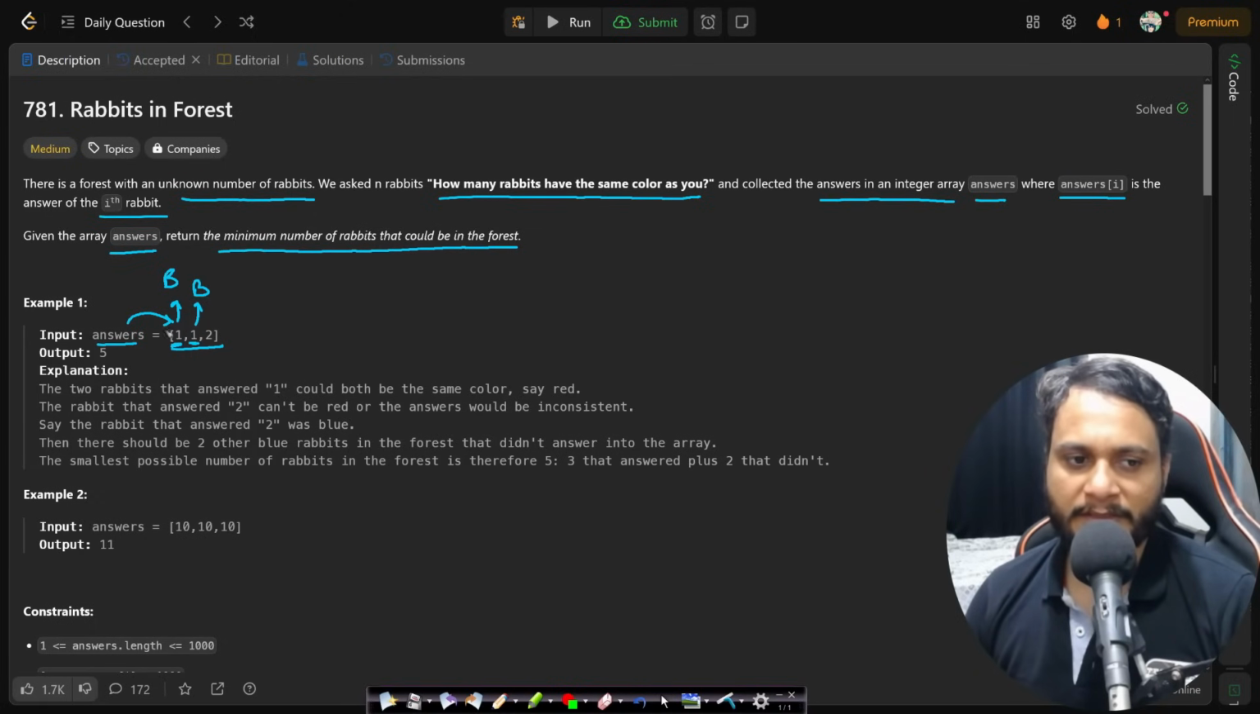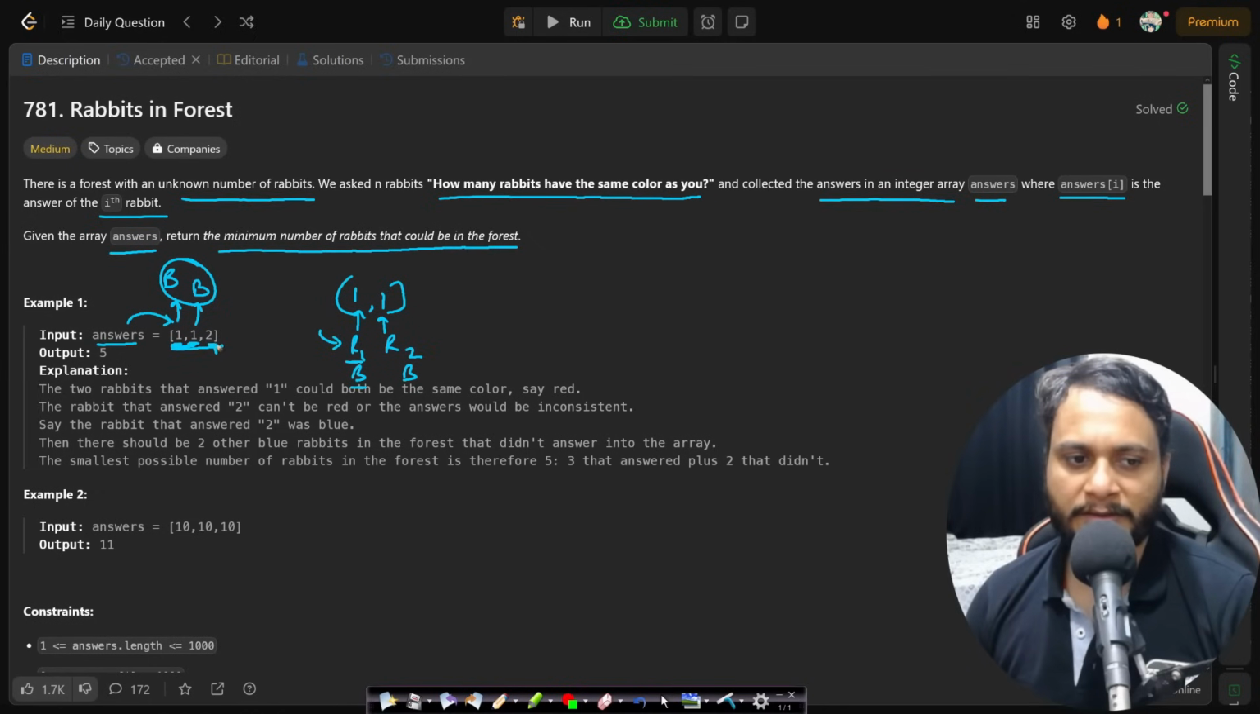So I can give it the same color blue, and so these two rabbits can be brought together in a single group, where 1, 1 will be valid for two rabbits, R1 and R2, where they both can be of blue color. And if you ask the first rabbit how many other rabbits are present with the same blue color, then it will answer 1, and the same goes for R2 as well. So they will form a single group.